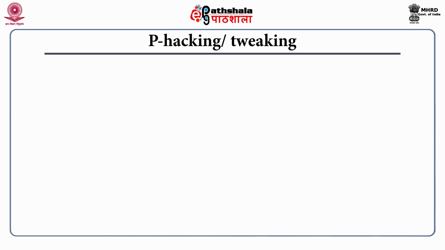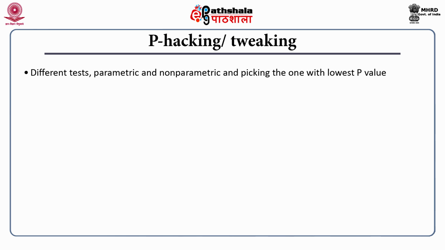The terms refer to, these are basically scientific misconduct, right? So, some examples: you do different tests, parametric, non-parametric, and then finally you pick one with the lowest p-value. That is wrong. Dynamic sample size and stop when the p-value is lower than the threshold alpha, the significance level. That is wrong.